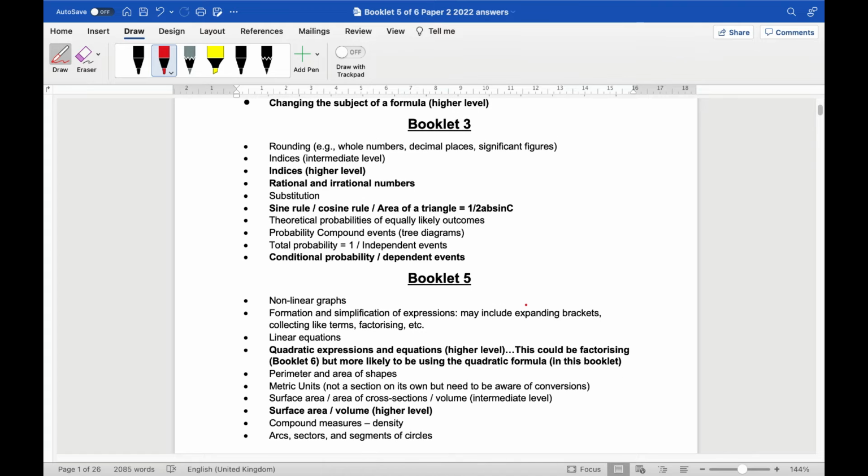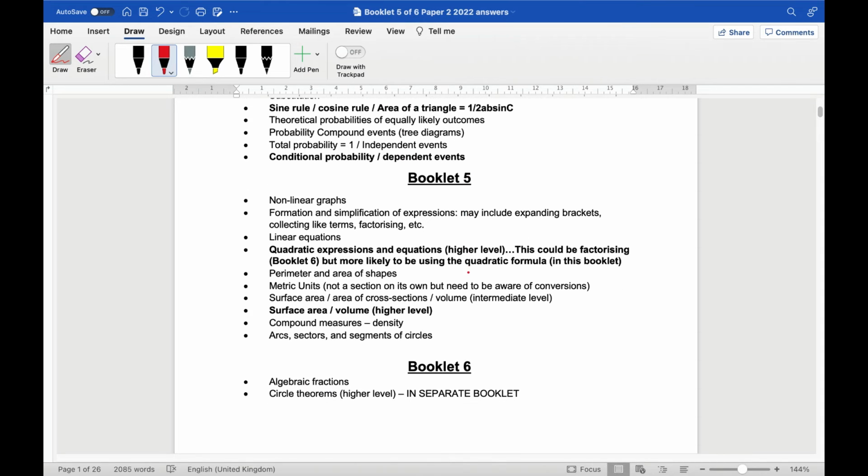Booklet 3, everything. Again, a lot of higher tier stuff in there, some indices, some rational and irrational numbers, the sine, cosine rule, area of a triangle, and the conditional probability stuff at the end. And then, separately, ladies and gentlemen, in booklet 6, algebraic fractions and circle theorems, which are listed on both. We will touch upon some easy algebraic fractions in this one, okay? But for some harder ones, you'll need to go to booklet 6 and have a look at those two things on top of all that.